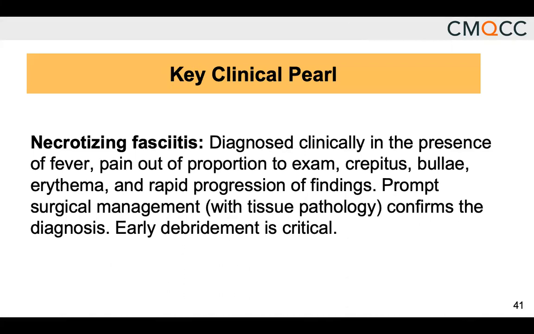In the toolkit, we gave multiple tables regarding antibiotics, and they're there for your use in developing the sepsis order sets. Necrotizing fasciitis is a very important infection, and we've had several maternal deaths from necrotizing fasciitis. It is diagnosed clinically in the presence of fever, pain out of proportion to the exam, bullae, erythema, and rapid progression of the findings. This is an emergency and really needs surgical management. So this is something that should be suspected and examined for. Next slide.